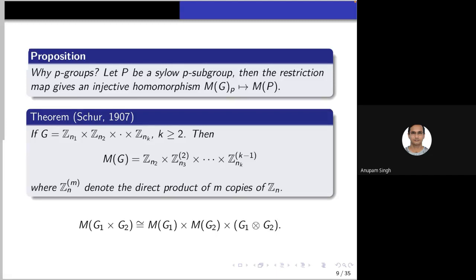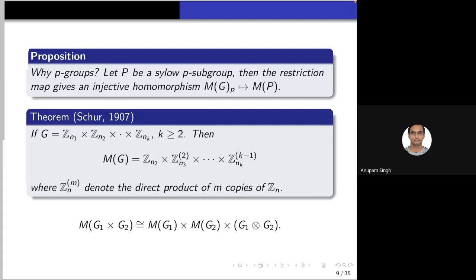What else did Schur discover? He also explicitly determined the Schur multiplier of abelian groups. So suppose any abelian group G is given, written as Z_n1 cross Z_n2 cross ... cross Z_nk, such that n_i divides n_(i-1). Then the Schur multiplier is given by Z_n2 cross Z_n3 squared, where Z_n3 squared is the direct product Z_n3 cross Z_n3, and so on, up to Z_nk to the power k minus 1.